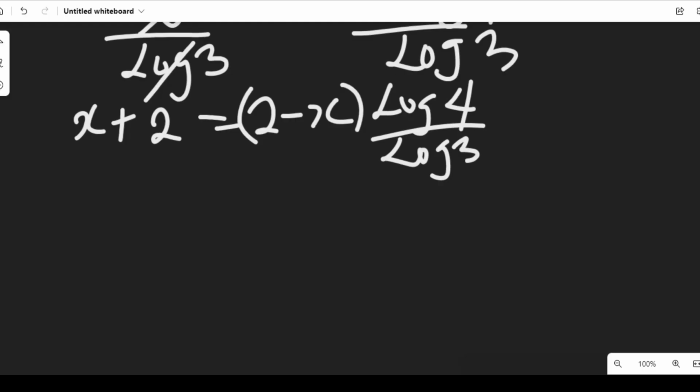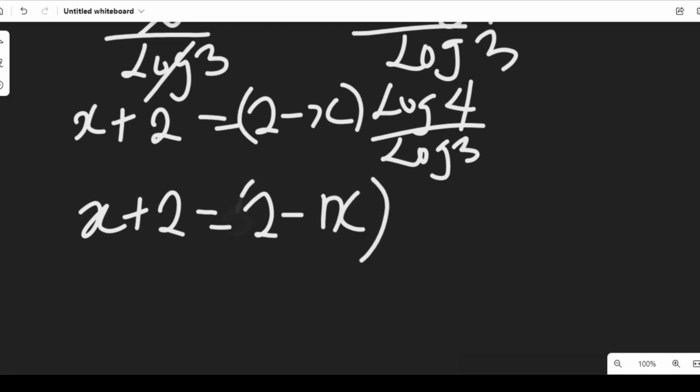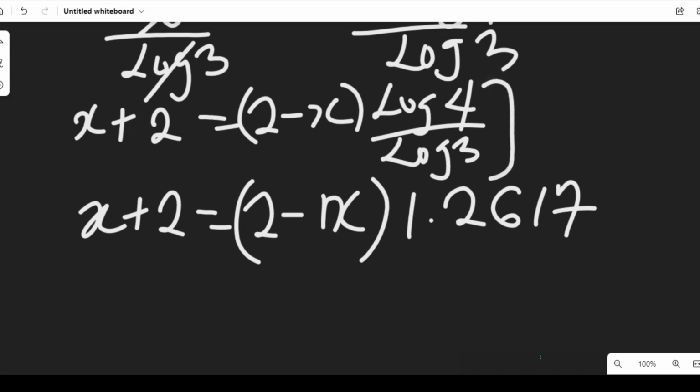Once we divide them, what are we going to get? If we divide those two values, we are going to arrive at a value. You will have x plus 2 equal to 2 minus x multiplied by 1.2617. So the division of these two gives us 1.2617. So what do we do?